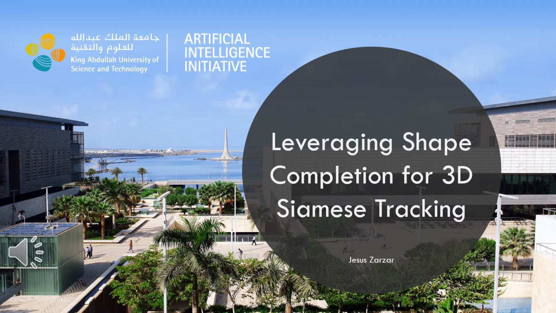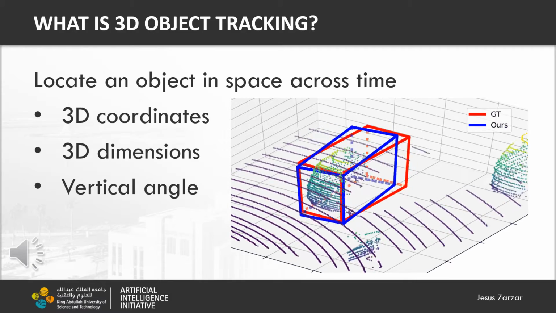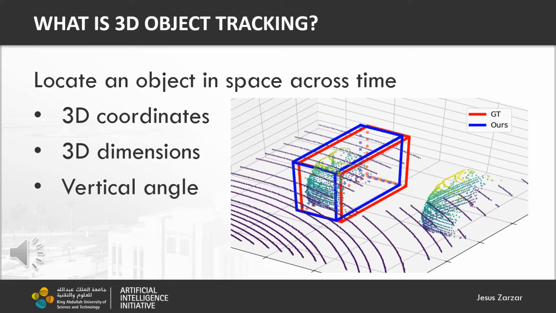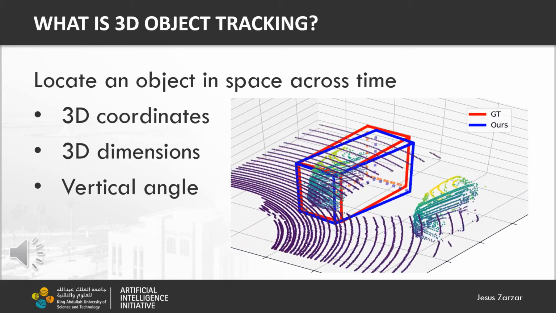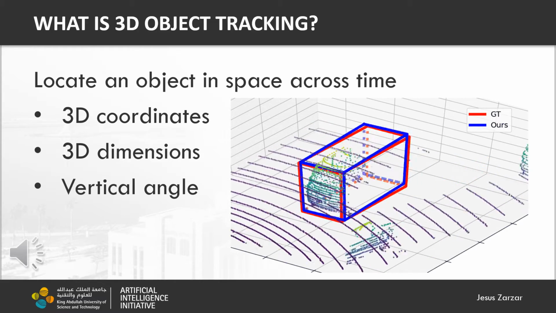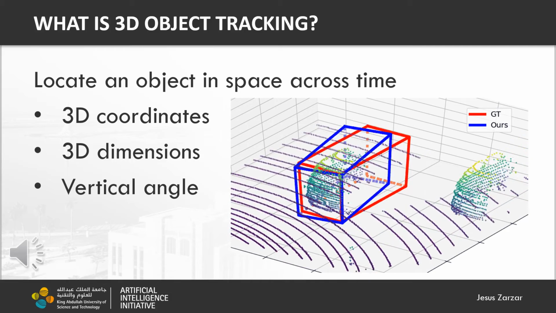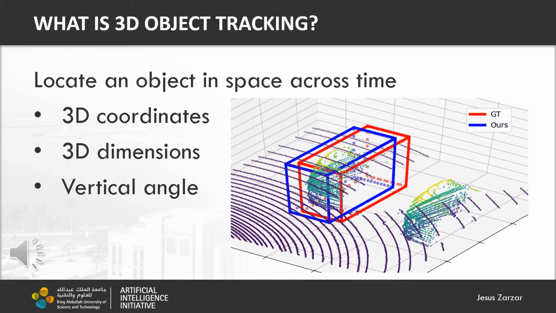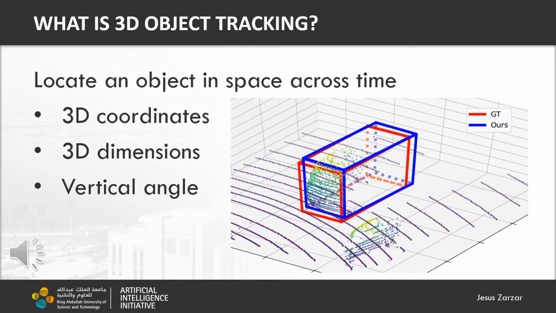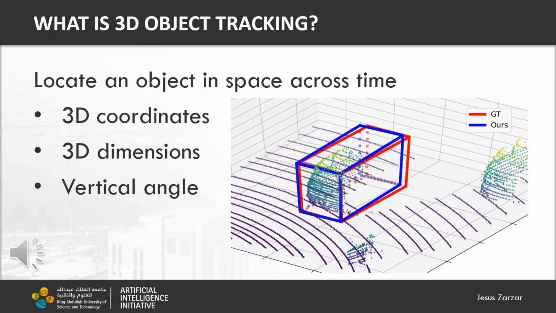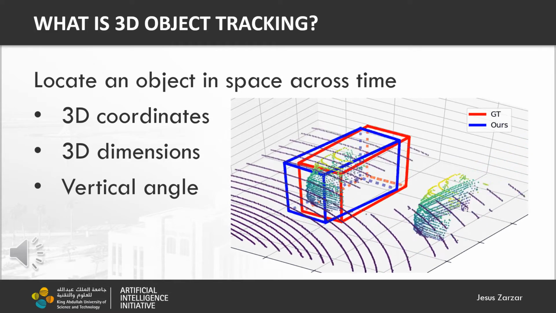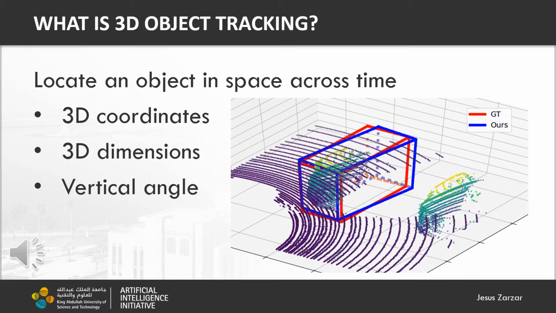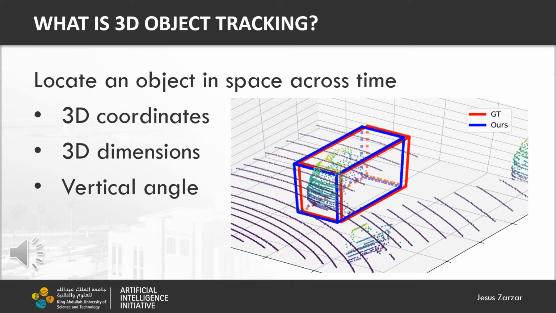Hi everyone, I will be presenting the spotlight for leveraging shape completion for 3D Siamese tracking. Tracking is the problem of, given the initial location of an object, identifying that same object across time. In the case of tracking objects in images, this means someone identifies an object in an image by drawing a rectangular bounding box, and you must find that same object in future images. We refer to this object as the target.